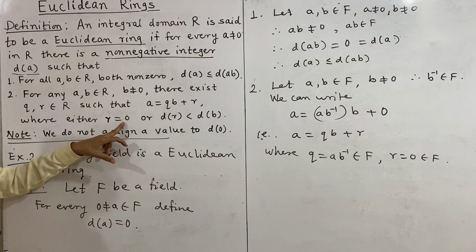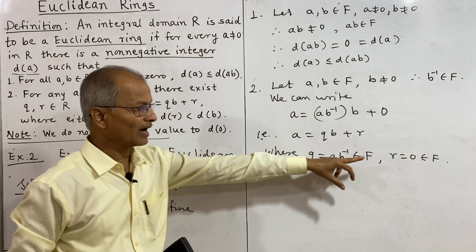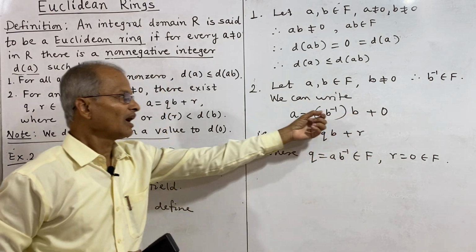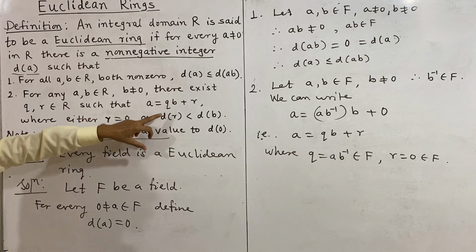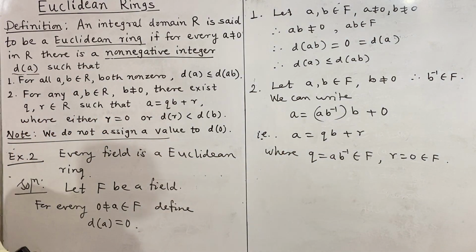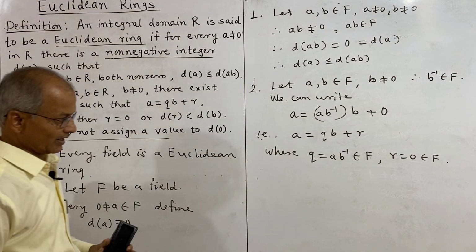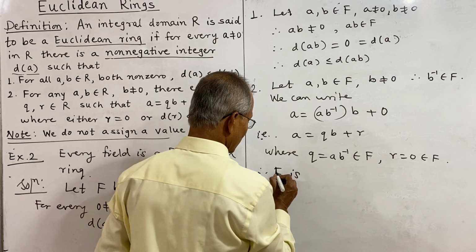R is either 0 or d value of R is less than d value of B. Here R is 0, and Q is AB inverse, which is in the field, and thus every field is a Euclidean ring. So that is verified. Therefore, F is a Euclidean ring.